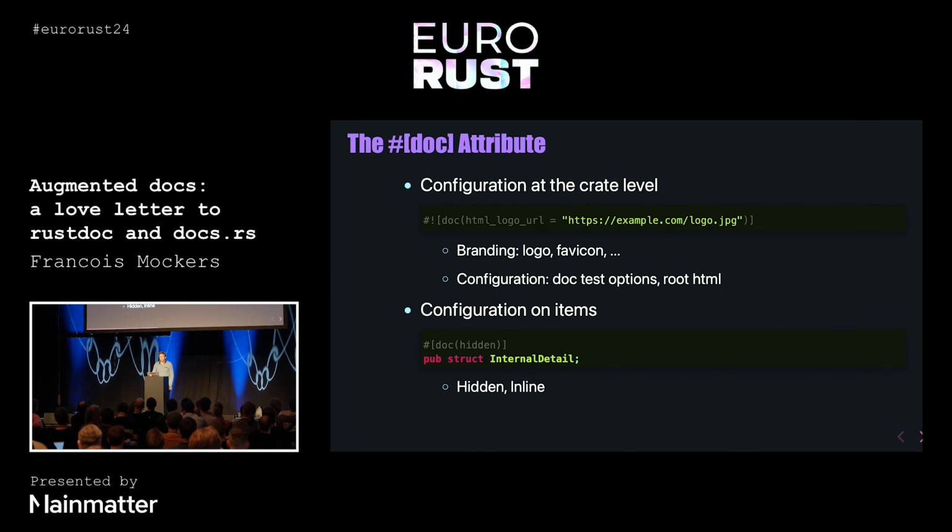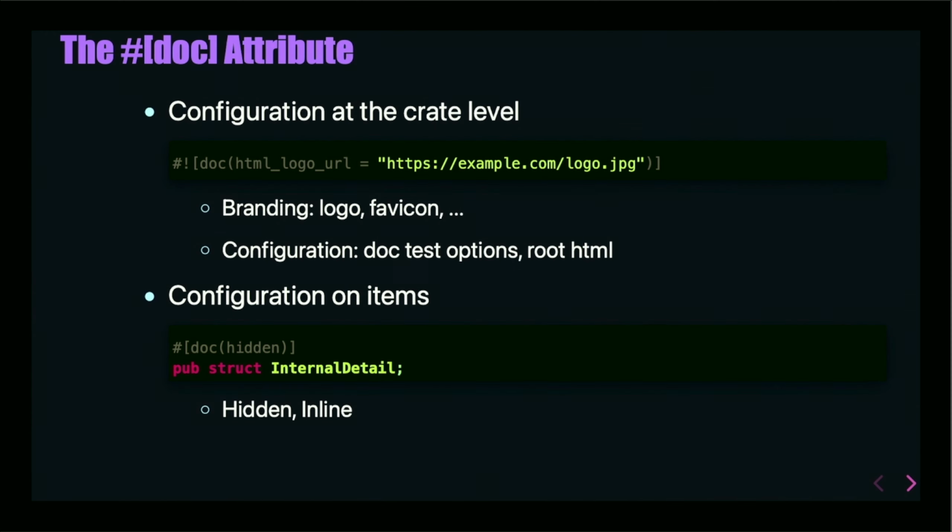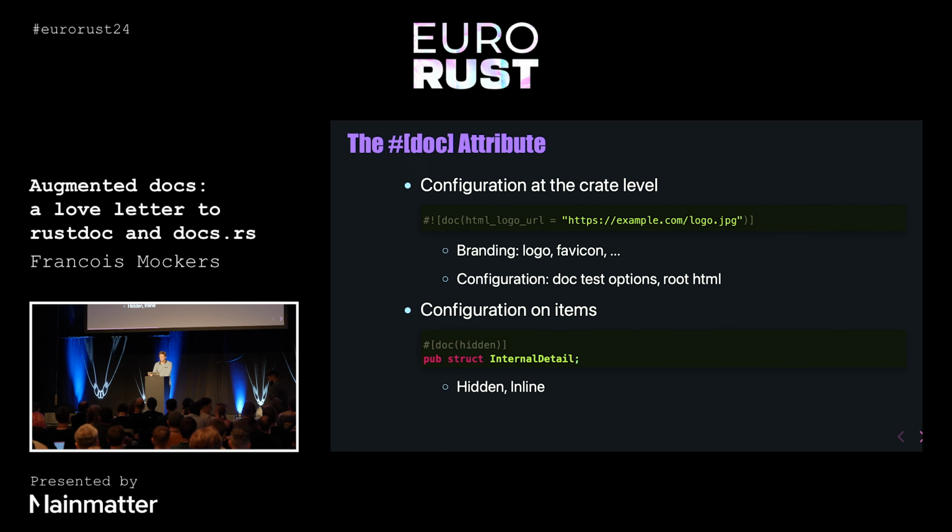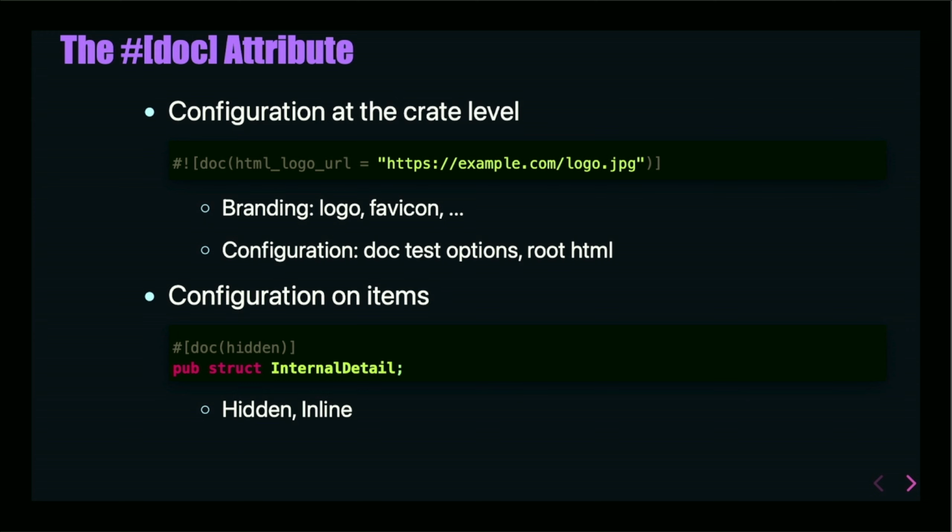It also allows us to add some configuration for our documentation. So, for example, we can have branding, like saying where our icon should be for the documentation, or a favicon, but also some configuration. For example, we can give specific warnings to ignore or check when compiling the tests, or specify the root HTML URL if we want to deploy on something else than doc.rs.